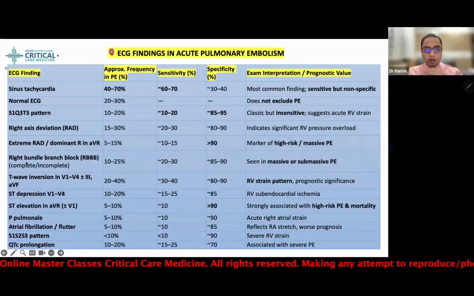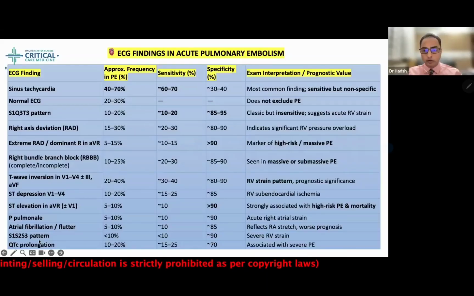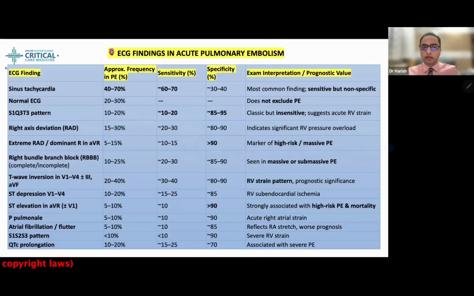So RBBB, either complete or incomplete, T wave inversion in V1 to V4 plus or minus lead 3 and aVF, ST depression in V1 to V4, ST elevation in aVR plus or minus V1, P pulmonale, atrial fibrillation or flutter, S1, S2, S3 pattern, QTc prolongation. So these are some of the ECG findings which you can expect in pulmonary embolism.